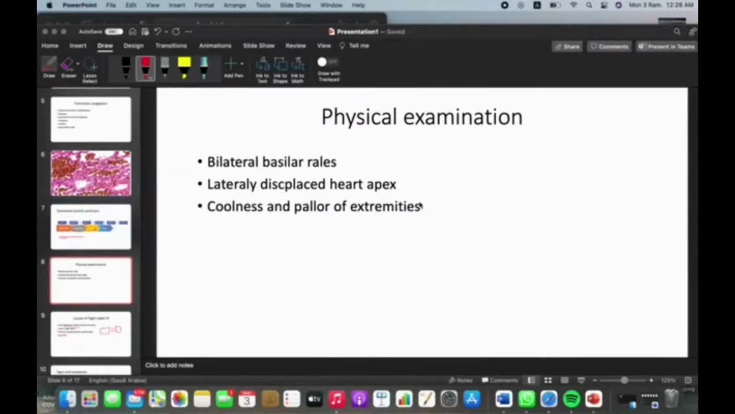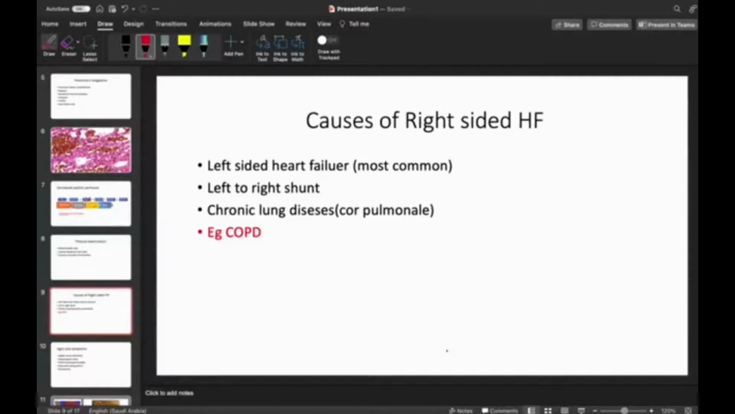On physical examination, there will be bilateral basilar rales on stethoscope, a laterally displaced heart apex on palpation, and coolness and pallor of extremities. Right side heart failure, actually the most common cause is left side heart failure. The idea here, if this is the left side of the heart, and this is the pulmonary area, and this is the right side of the heart: if there is left side failure, the blood will go backward into the pulmonary circulation and will end up eventually on the right side of the heart.